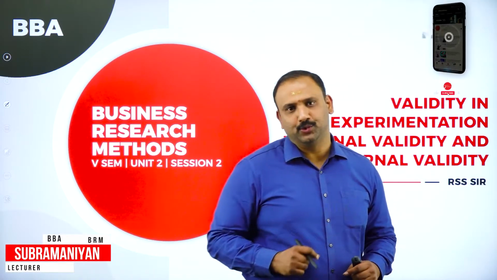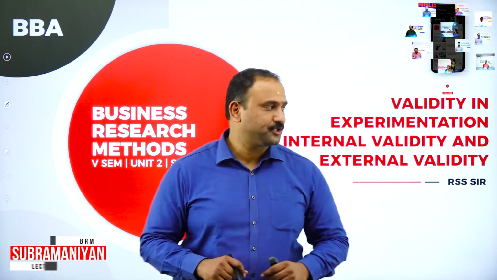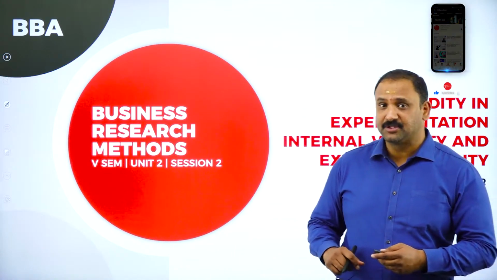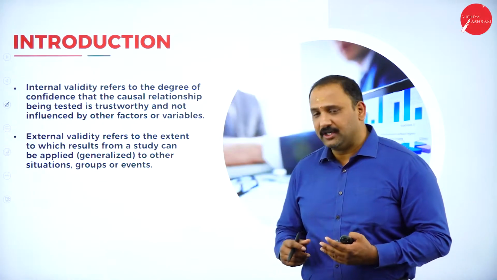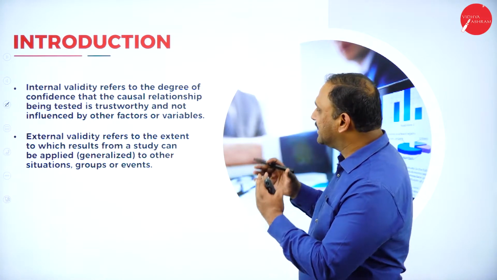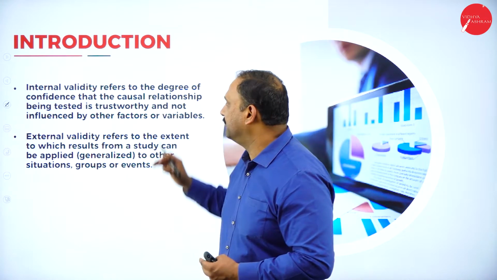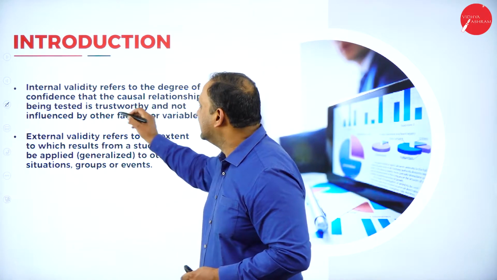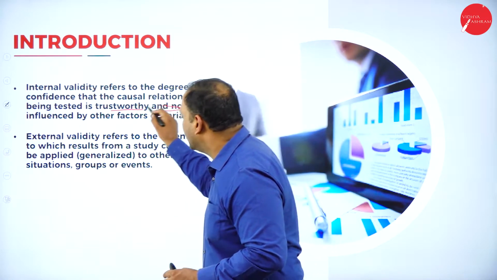Good morning and welcome to session 2 in unit 2 of business research methods, where we are going to talk about an important topic called validity in experimentation, in terms of internal validity and external validity. Now, going further, we are going to talk about internal validity, which refers to the degree of confidence that the causal relationship being tested is trustworthy or not, and it's influenced by the factors of other variables.